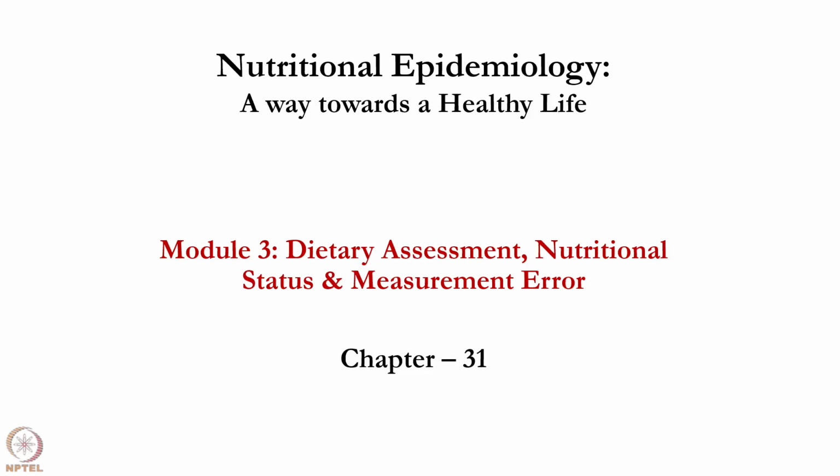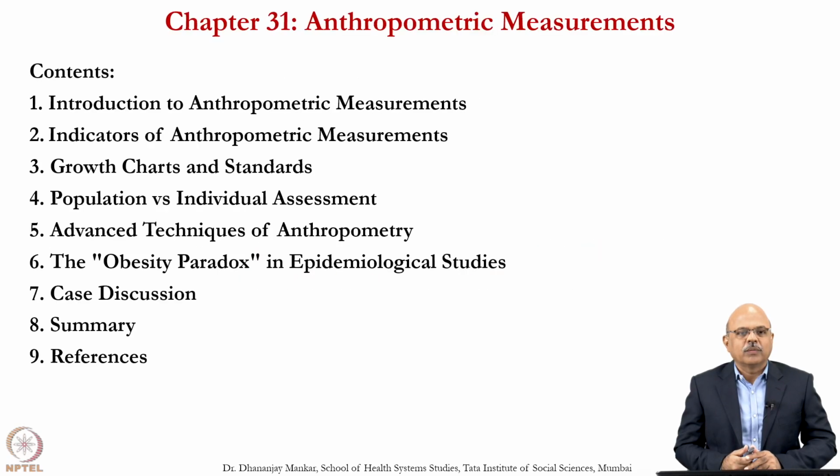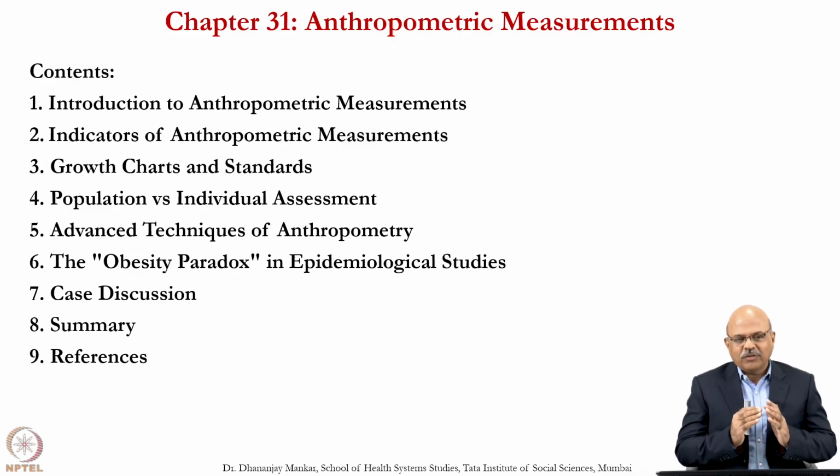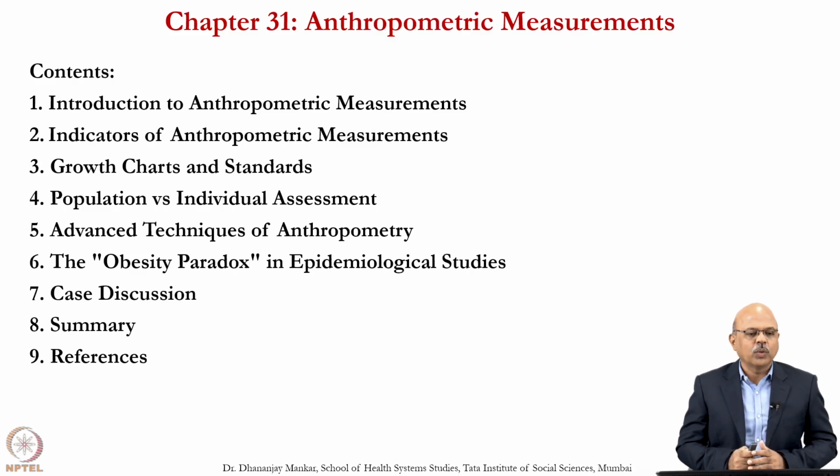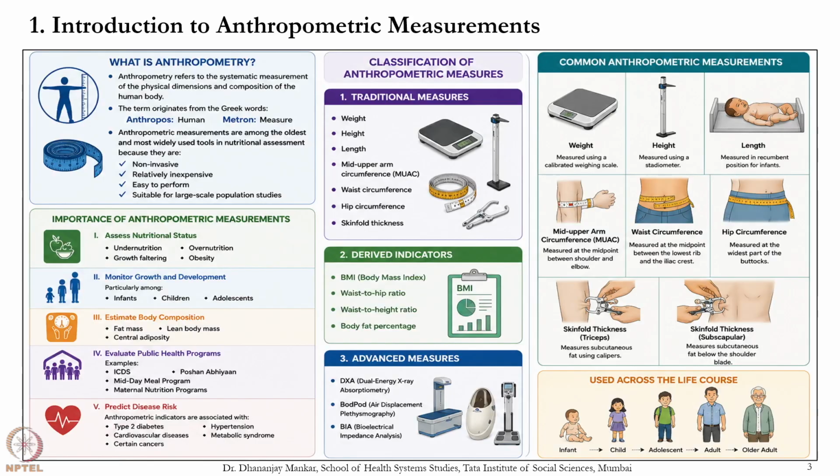For module 3, dietary assessment, nutrition status and measurement error, in chapter 31 we will be talking about anthropometric measurements. Here in this chapter we will be discussing anthropometric measurements, its indicators, the growth charts and standards, the population versus individual assessment, advanced techniques of anthropometry, the obesity paradox in epidemiological studies, and also a few case discussions will be taken. So what is anthropometry?